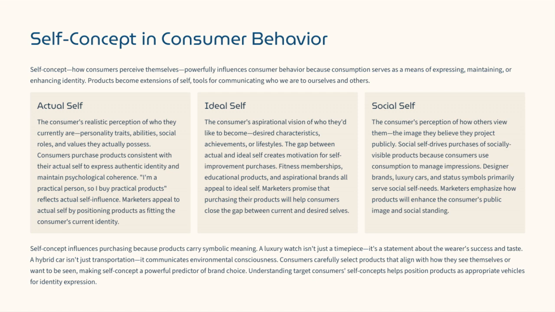Then we have the actual self, the realistic perception of who consumers currently are. This includes personality traits, abilities, social roles, and core values. Consumers tend to purchase products that align with their actual self to express authentic identity and maintain psychological coherence. For example, someone who sees themselves as practical will choose practical products. Marketers often position their products as fitting seamlessly into the consumer's current identity, reinforcing authenticity.